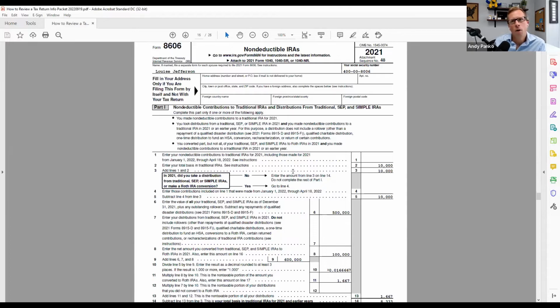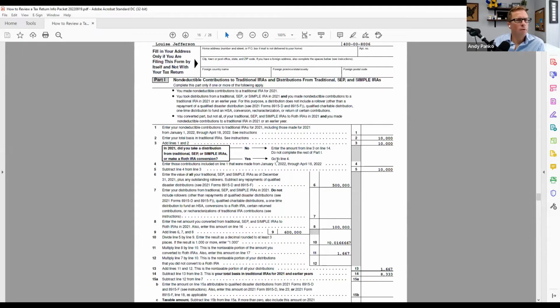8606, this is a big one for anyone with basis, after-tax contributions, in any IRAs. I don't want to spend too much time here. I want to be respectful of all of your time, get you out by 3 o'clock Eastern. But this is the form that calculates the pro rata rule.